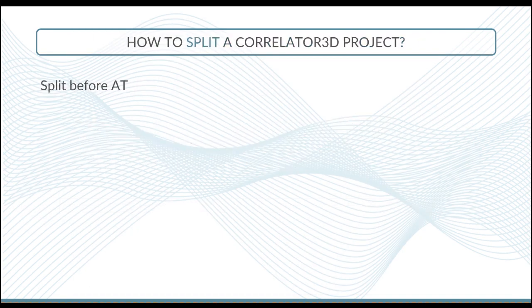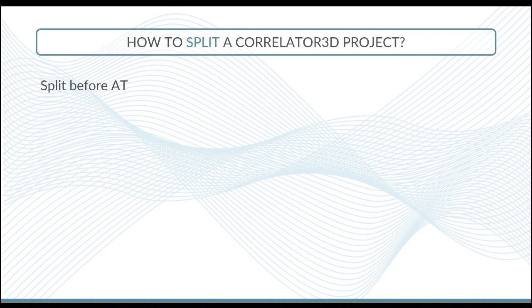So let's now see how you can split a Correlator3D project. This is a question we get a lot. Obviously, people that have very large projects will maybe want to split their project into different parts and maybe use different licenses to process the different steps on different computers. So there are different places in the workflow where you could split your project.